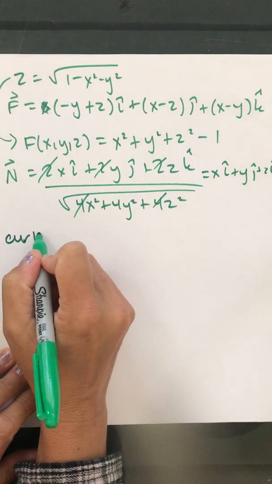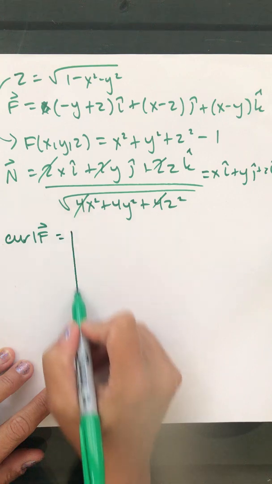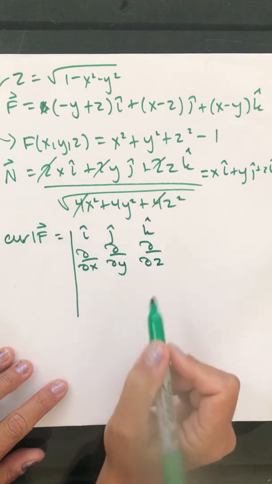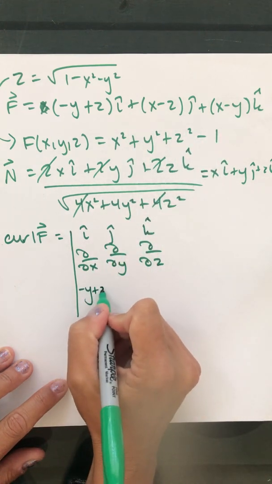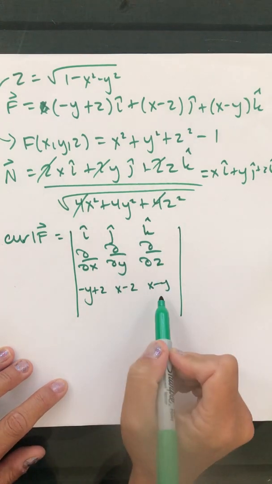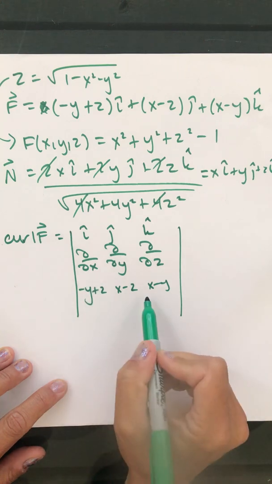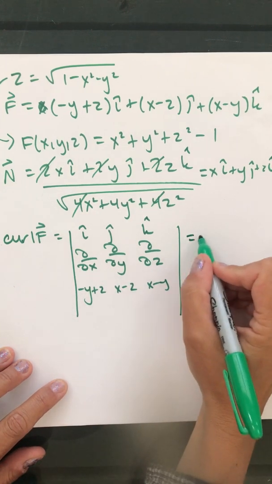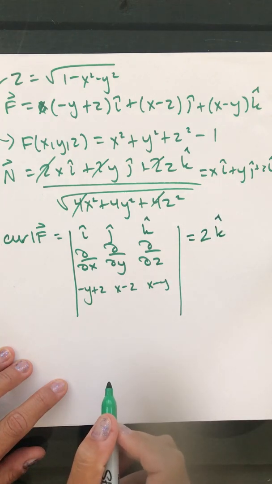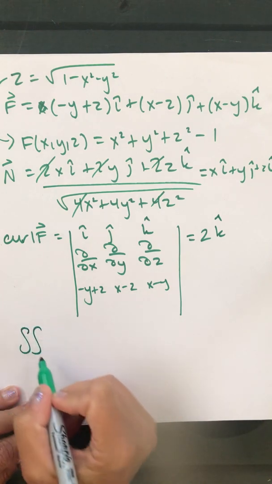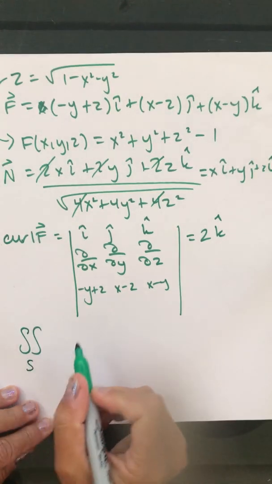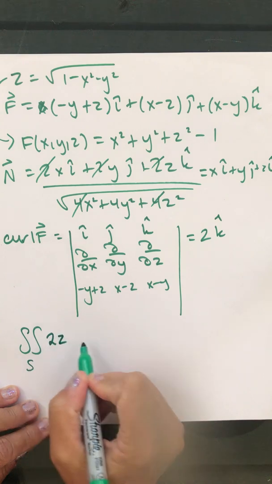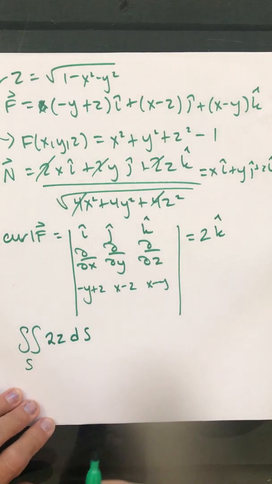Now we need to find curl f, which we're going to dot with this normal vector. I have i hat, j hat, k hat, my del operator, the partial with respect to x, y, and z, and then the components of my field. So I get -1 minus -1, 0 i hat, 1 minus 1, 0 j hat, and 1 minus -1, which is 2 k hat. Now I need the double integral over my surface of curl f dot n: 0 times x plus 0 times y plus 2 times z dS.